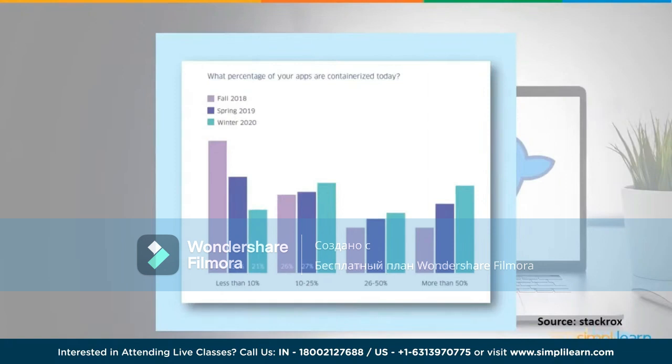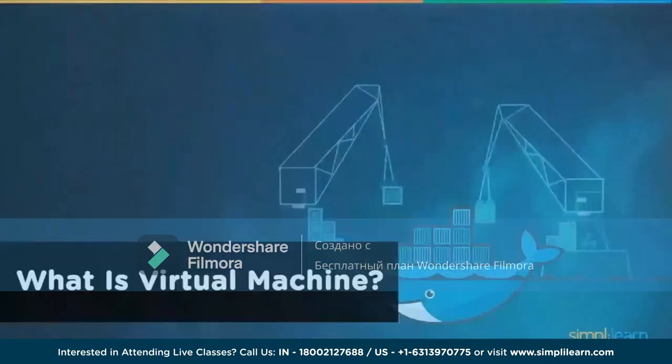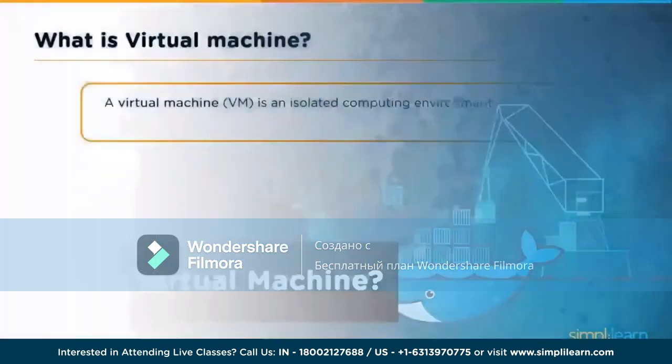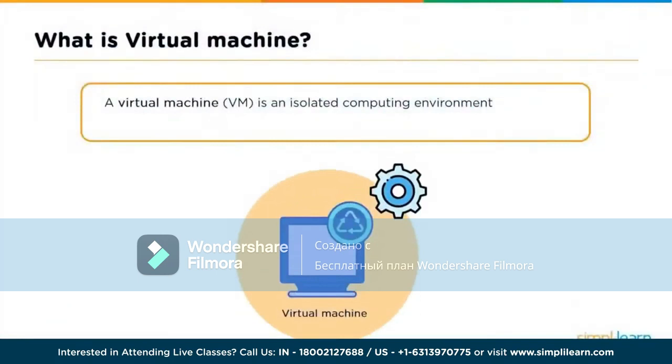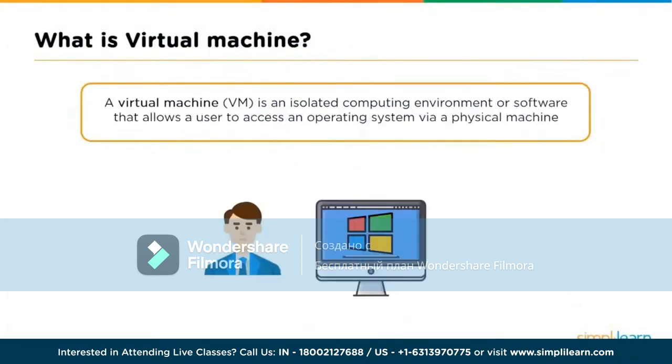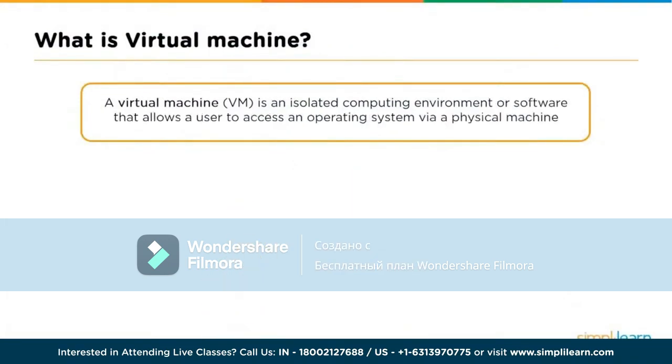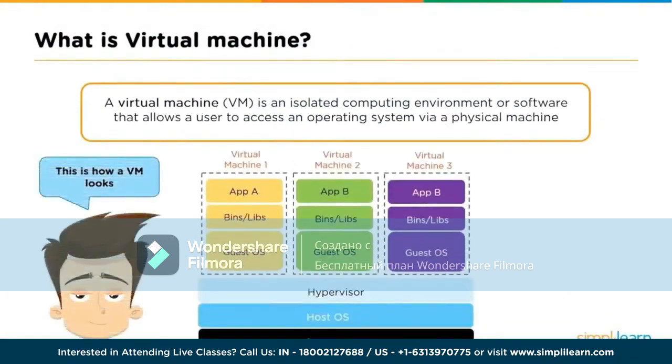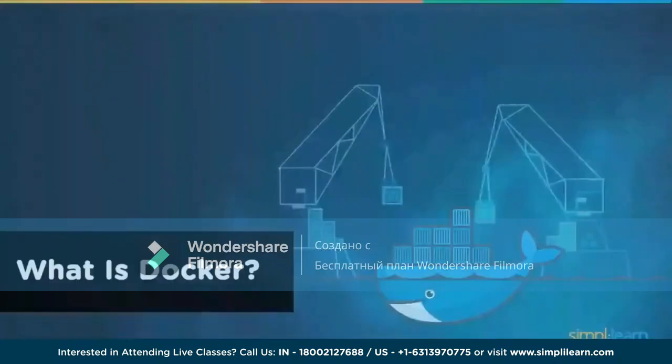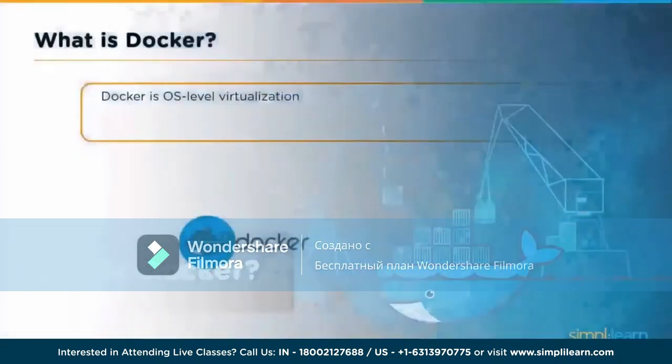In this video, we will be doing a side-by-side comparison of Docker containers and virtual machines. What exactly is a virtual machine? It is an isolated computing environment that enables a person to use an operating system via a physical machine. Virtual machines provide the functionality of a physical computer. As you can see on my screen, this is how a typical virtual machine looks. Now, let's look at what Docker is.